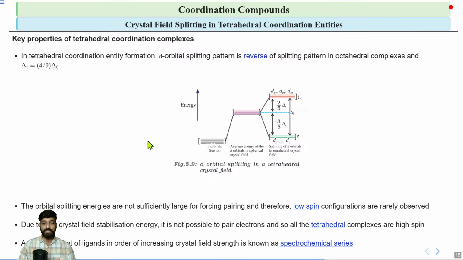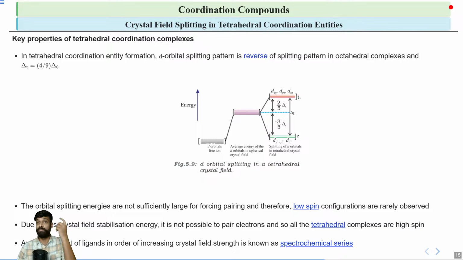Last point: the arrangement of ligands in increasing order of field strength is known as the spectrochemical series. I suggest you go and check this spectrochemical series. We have already seen a part of it, so I'm not representing it here. We have iodine, bromine, chlorine, bromine. All the halides are weak field ligands, whereas ligands such as carbonyl and cyanide come under the strong field ligands.